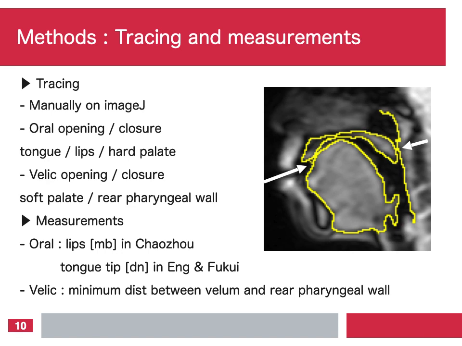On these images, we manually traced the relevant articulators and made measurements. For oral gesture articulations, for Chaozhou Chinese, we measured the distance between lips. For English and Fukui speakers, we measured the distance between tongue tip and the palate. And also for velic articulations, we measured the minimum distance between velum and pharyngeal wall.